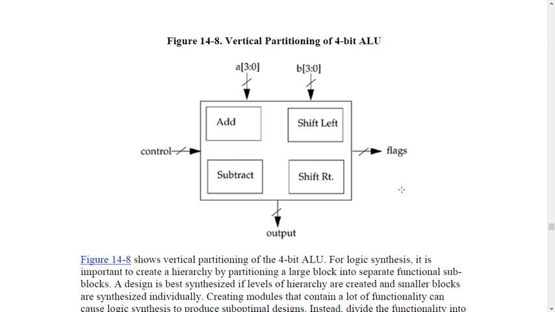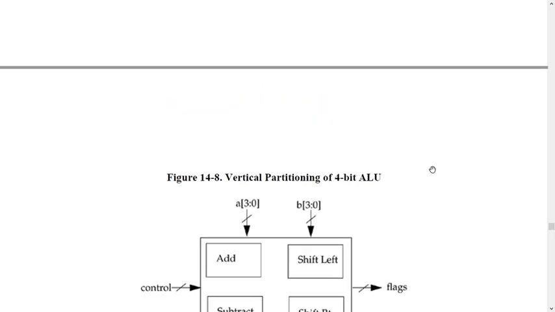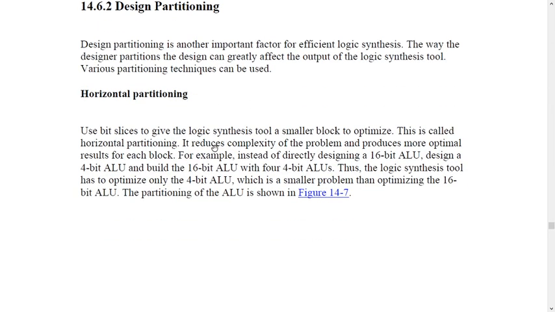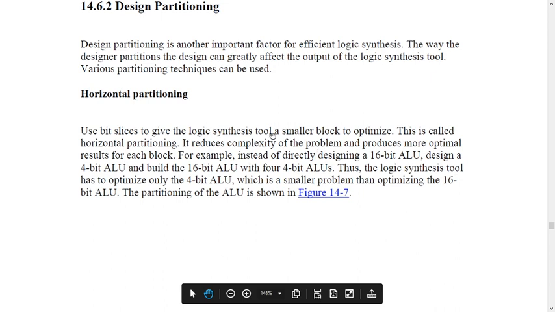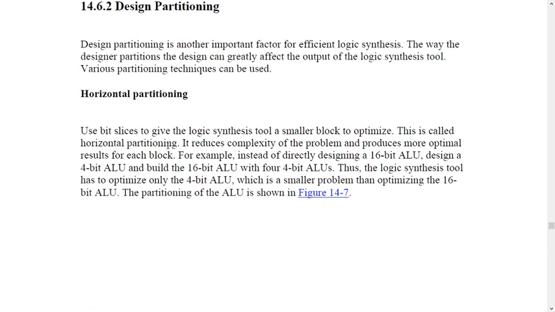So that is with respect to the vertical partitioning. That 4-bit ALU itself I divide vertically into different blocks. So that is with respect to the horizontal and vertical partitioning. Use bit slices to give the logic synthesis tool a smaller block to optimize. This is called horizontal partitioning. I will have a smaller 4-bit ALU to obtain my 16-bit ALU. So this is called horizontal partitioning.